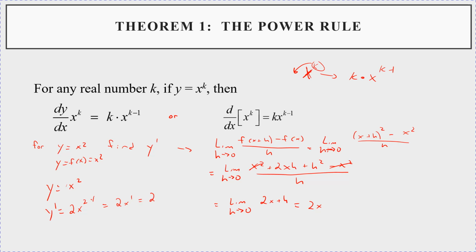X to the first power is just x. Look, you get the same thing. So you don't need to do this limit formula anymore. You can just use this power rule, and it'll work for any x, or x raised to any power k, where k is a real number.